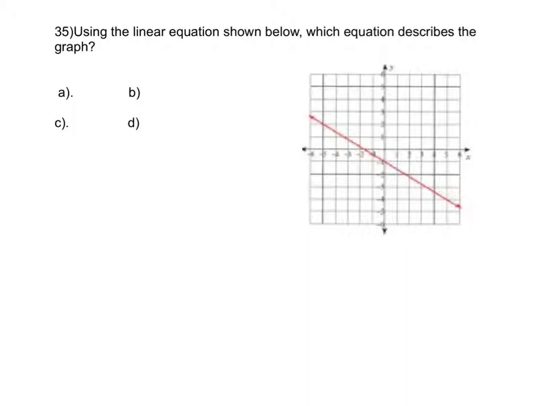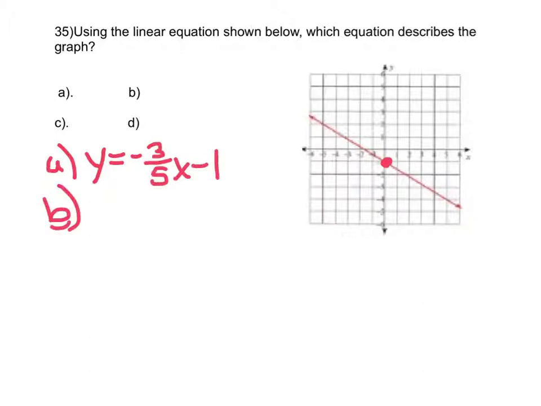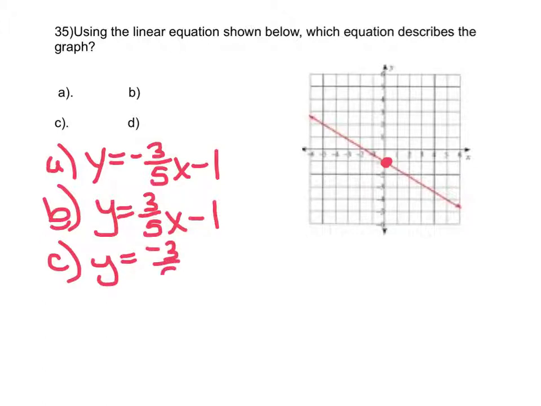In number 35, it says, use the linear equation shown below, and which equation describes the graph. I know my graph here is a little blurry, but we can see right here that our y-intercept is negative 1. So that's where it crosses our y-axis. So in part A, it says y equals negative 3/5 x minus 1. B was y equals 3/5 x minus 1. C and D.